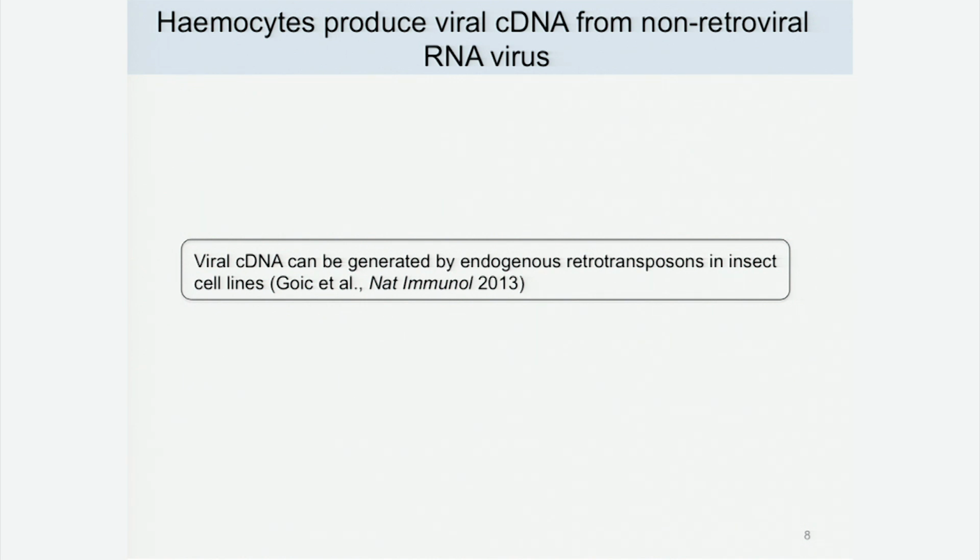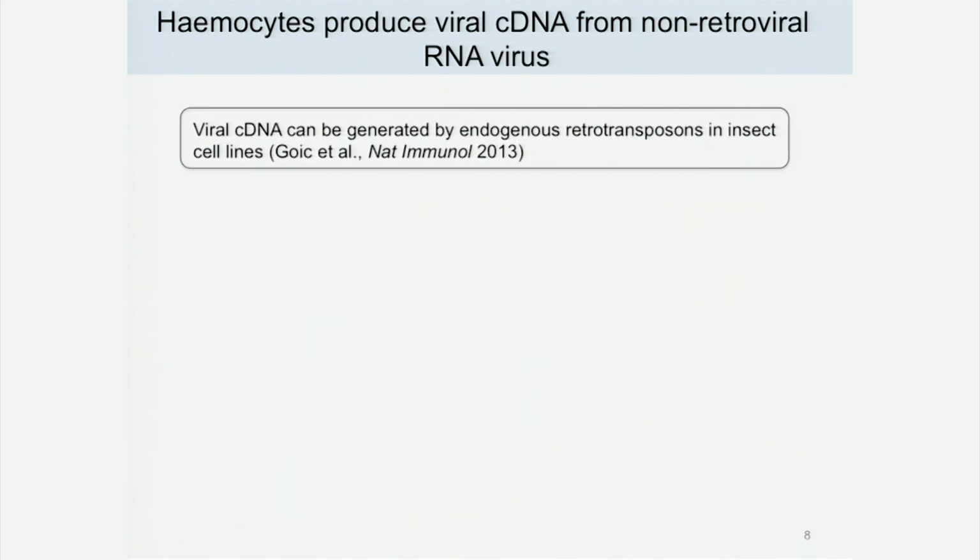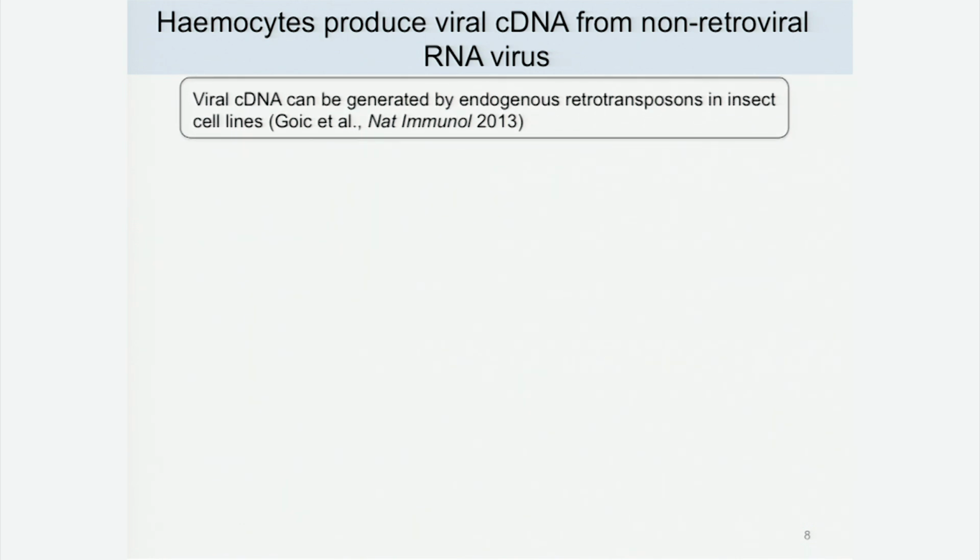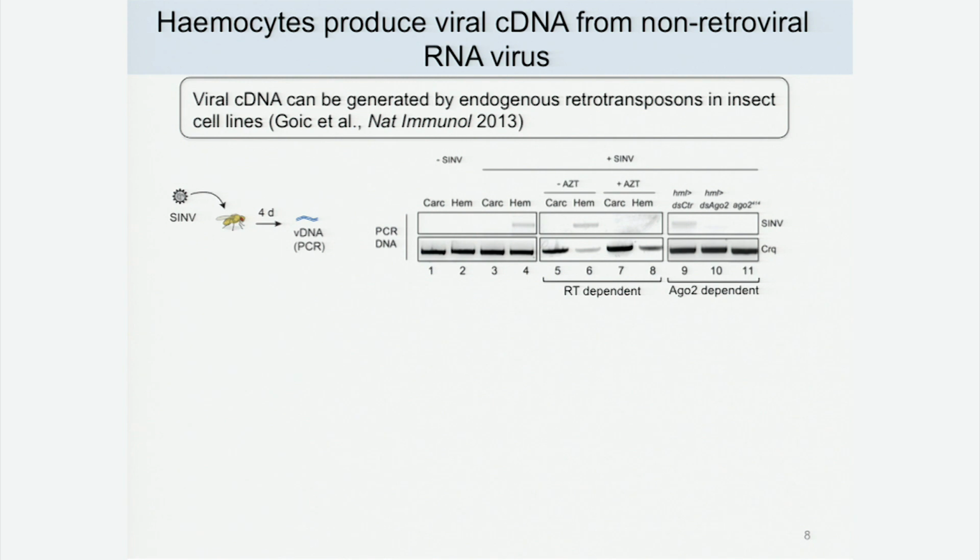Well, a few years ago, Carla Saleh showed that viral cDNA could actually be generated by endogenous retrotransposons in insect cells when they were infected, converting viral RNA into viral DNA. So I went back to my flies, injected them, and looked for viral DNA coming from the RNA virus SINV. You can see here, by PCR, you don't detect any SINV in the carcasses or in the hemocyte fraction if uninfected. But if infected with SINV, you can see that only in the hemocyte fraction can you detect viral DNA being produced.